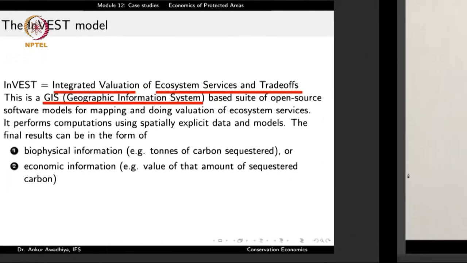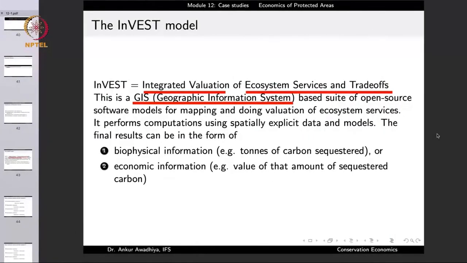So in the case of GIS, we make use of the information about where different things are located, where the water sources are located. Are they located close to the villages, or are they located in the interior of the protected areas, which would mean that they are far away from the villages? So these are the kinds of information that we make use of. Where does the river flow? Where are the hills? Where are the mountains? Where are the plains? And we make use of all such information. And because we are using the geographical information, so this is a GIS based suite of open source software models for mapping and doing valuation of ecosystem services.